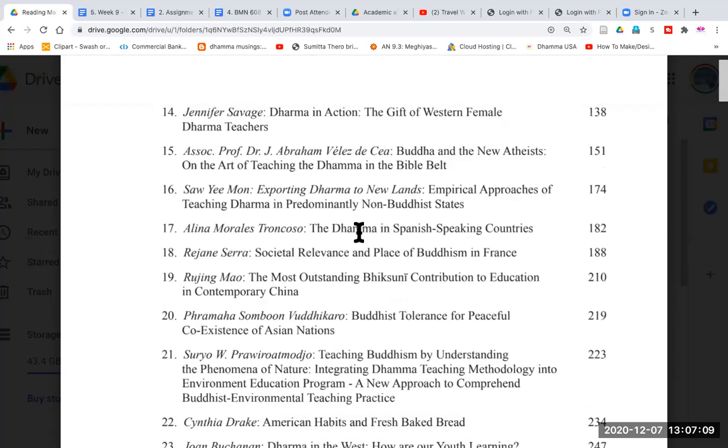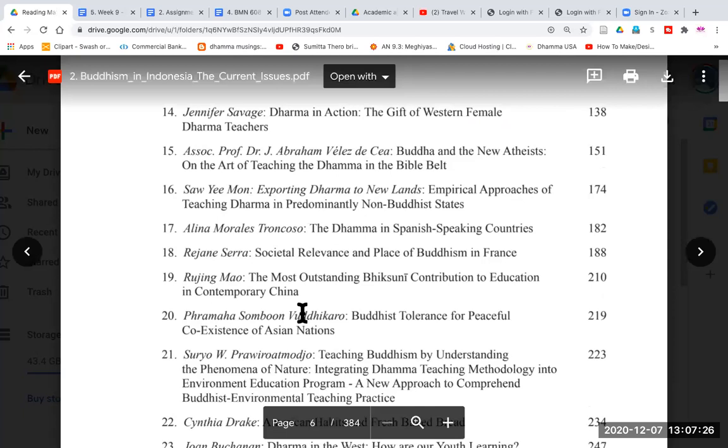Just want to talk about this Dhamma. This is a Pali word, and I think you are more familiar with the word Dharma, which is a Sanskrit term. So in this case, this is about Buddhist teachings. The most outstanding Bhikshuni contribution of education in contemporary China.